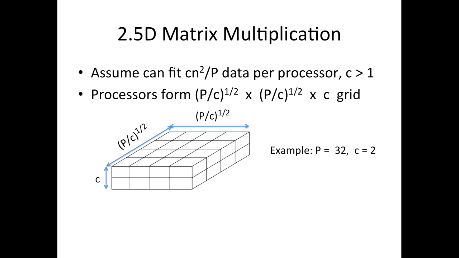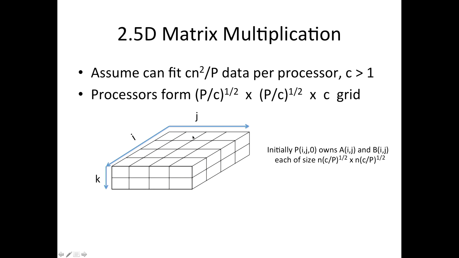And so I'm going to call it 2.5-dimensional matrix multiply, because it kind of interpolates between the 2D case and the 3D case. So I'm going to assume that I have enough memory to make c copies of my data, right? And c depends on your machine. I could make 2 copies or 4 copies or whatever. And so what I'm going to do is take all my processors, p of them, and arrange them in this kind of 2.5-dimensional grid. There are going to be c layers, and each layer will have p over c processors arranged in a square. And so here's a picture of what it looks like. And I'm going to index them by i, j, and k in that particular way.